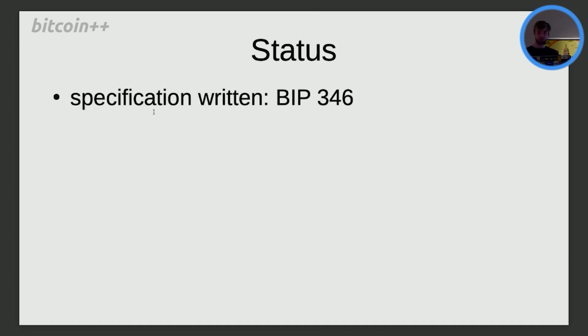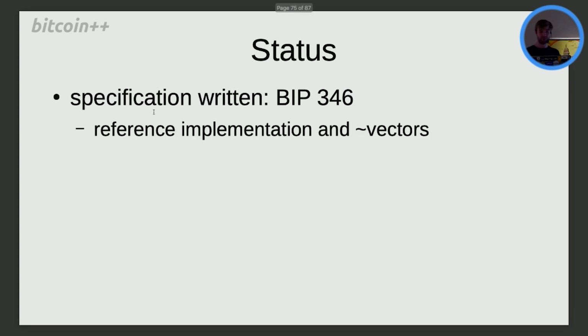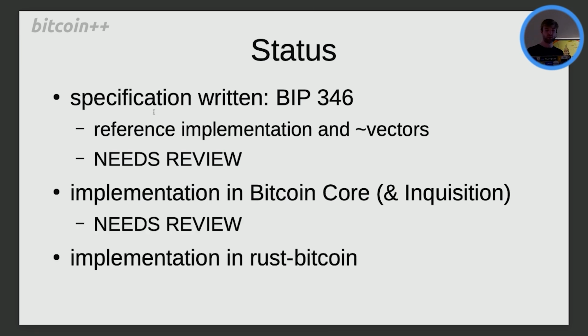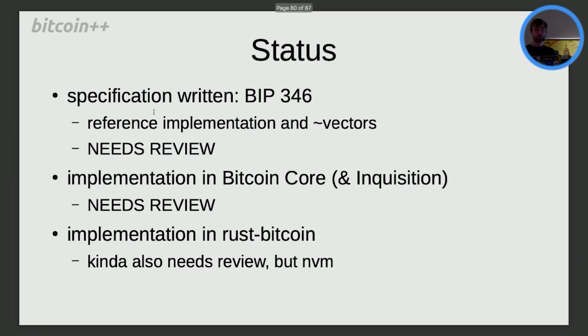So what's the status of this? I recently got a BIP number, thank you. The BIP has been written. It has a reference implementation and some test vectors. I say maybe test vectors because it's quite rudimentary. There need to be a lot more edge case test vectors. So this needs a lot of review. There's an implementation in Bitcoin Core and Inquisition that also needs a lot of review. There's also an implementation of the caching in Rust Bitcoin. It also needs review, but it's not as important. Please review the other things.